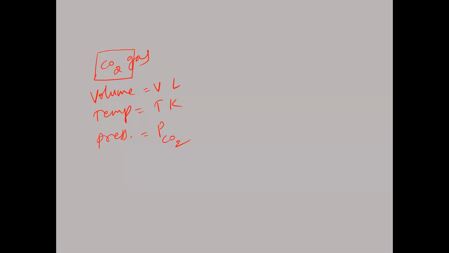Okay, now I'm taking a third gas in the same volume again, V liters, and temperature T Kelvin, the same temperature. Now I'm taking CO2 gas. Volume V liters, temperature of CO2 gas T Kelvin, and pressure of CO2 is P CO2. Or for the third gas we take P3, the pressure of the third gas.